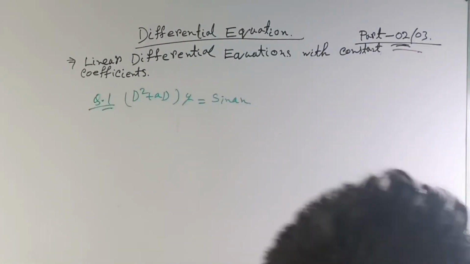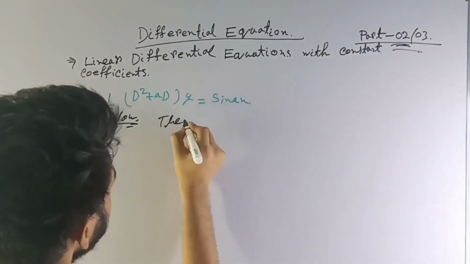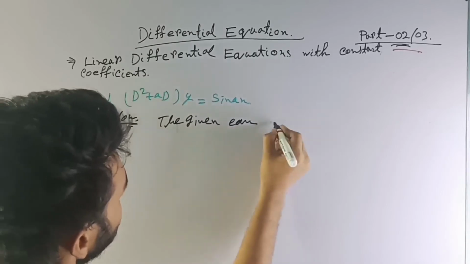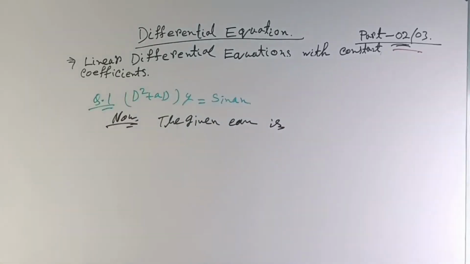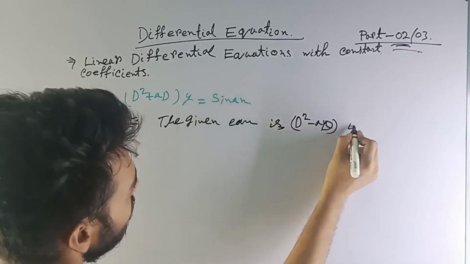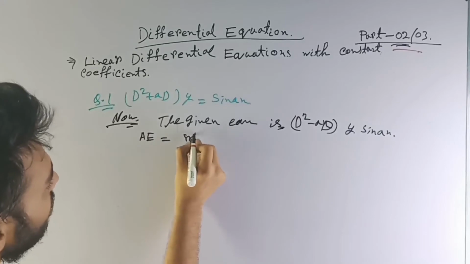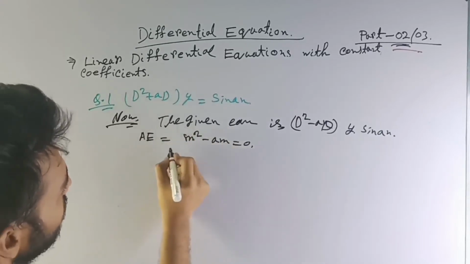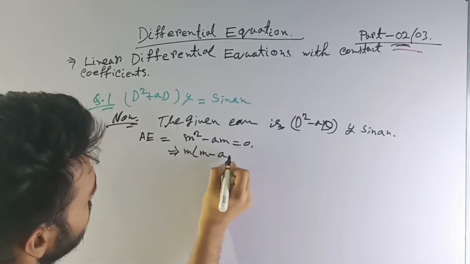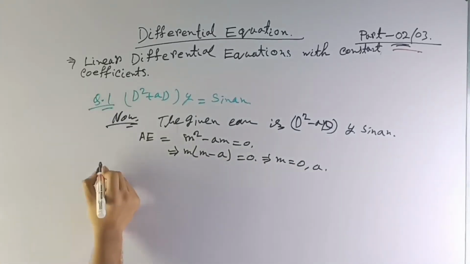The equation is (D² − D)y = sin ax. Please watch the previous video for this concept. The auxiliary equation is m² − m = 0, so m(m − 1) = 0, so m equals 0 and 1.